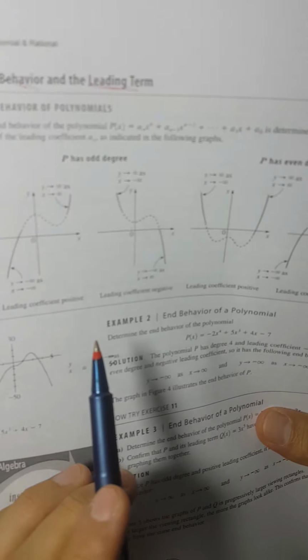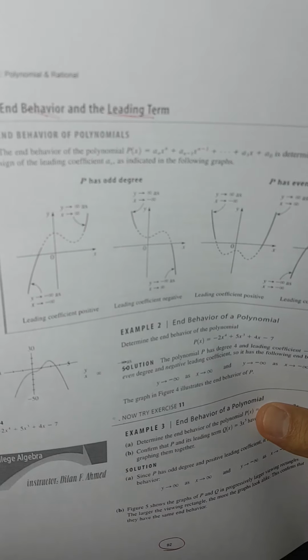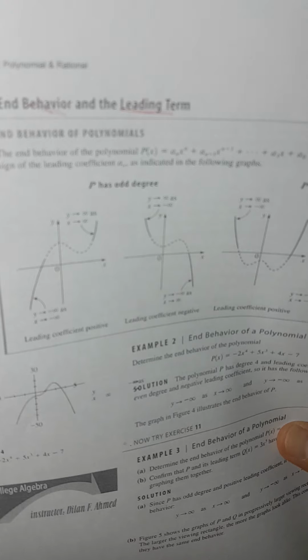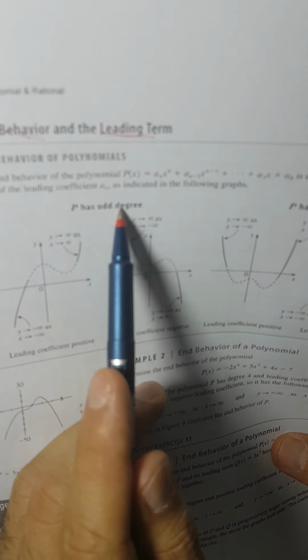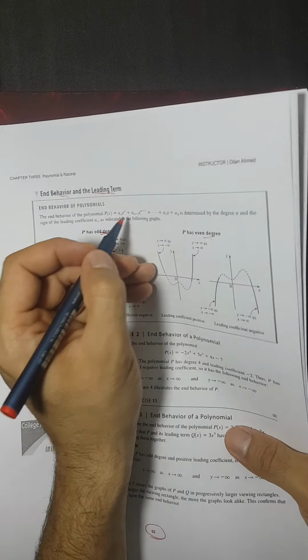You have the shape in the leading term, which is the shape for the polynomial function. And the degree of the polynomial is the power n, the largest one.